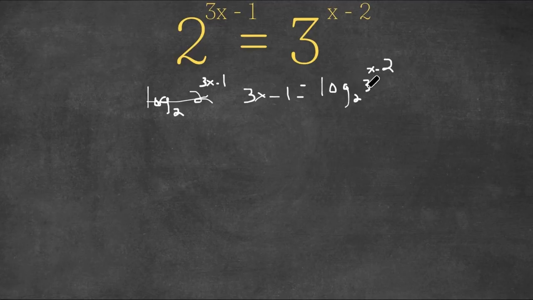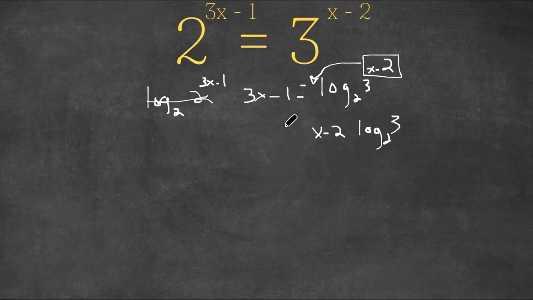Alright, so now we're going to use an important property of logarithms, and that is the power property. And that states that if we have a power here, we could go ahead and move this in front of the logarithm. So this would be x minus 2 times log subscript 2 of 3. And I'm going to put parentheses over here. So this is an important property of logarithms, and this still equals 3x minus 1.